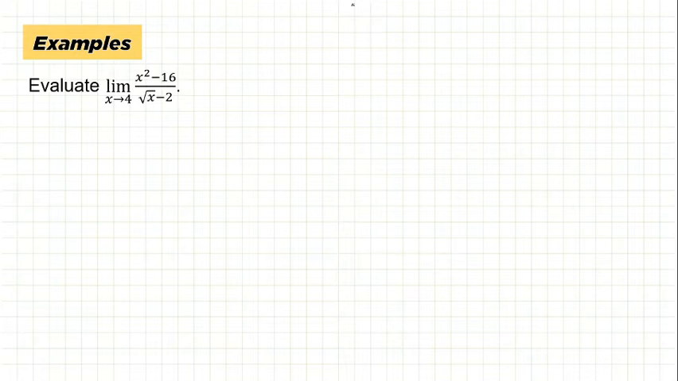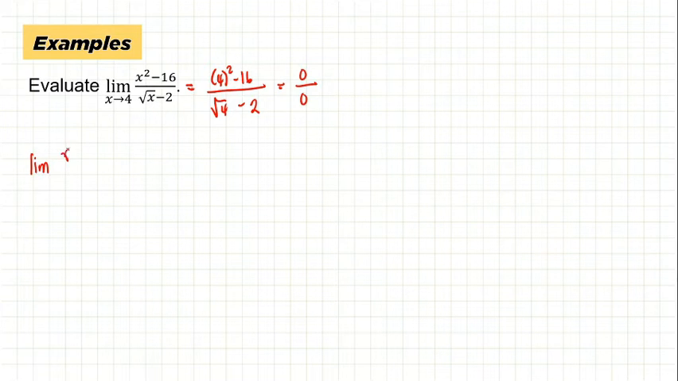In this case, doing direct substitution, we will have 4 squared minus 16 all over square root of 4 minus 2. And that is equal to 16 minus 16, 0 over 2 minus 2, you have 0. So let's try factoring or rationalizing. In this case, we can rationalize since we have a radical expression. Rationalizing is just a method of removing or eliminating the radical expression. In this case, let's remove the radical expression sa denominator.